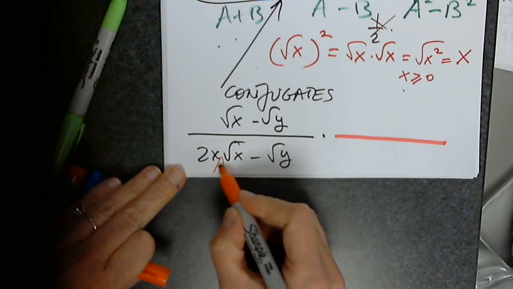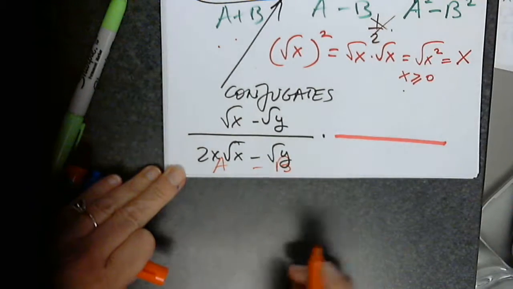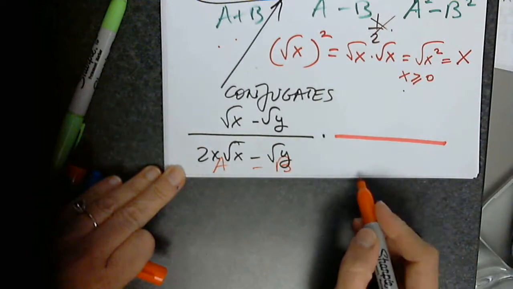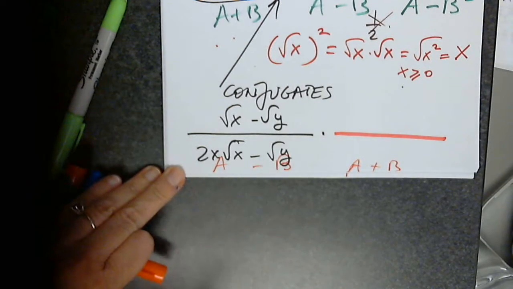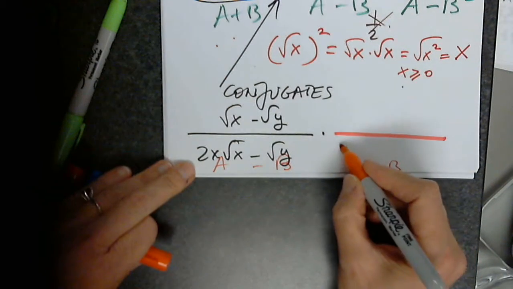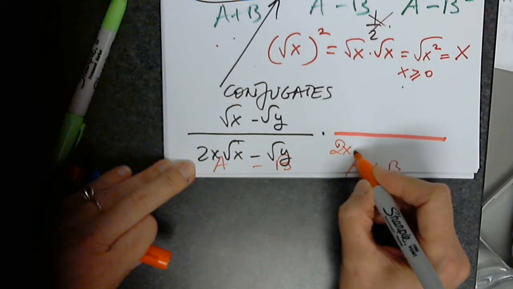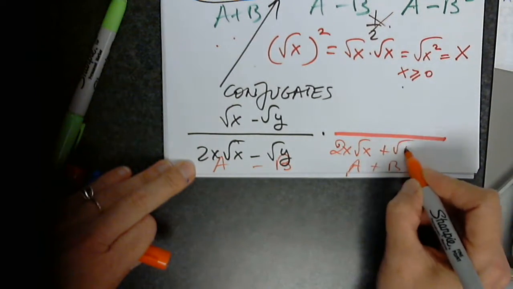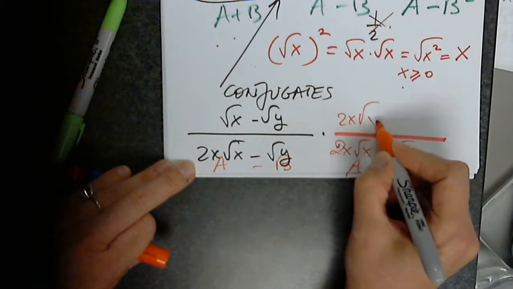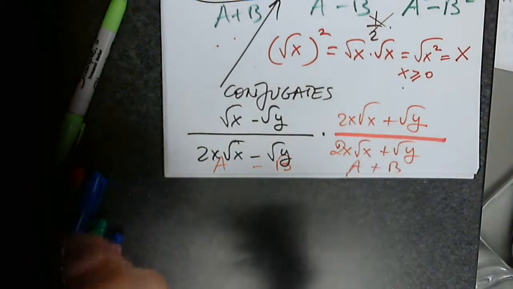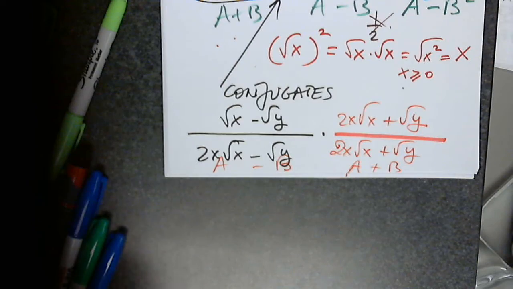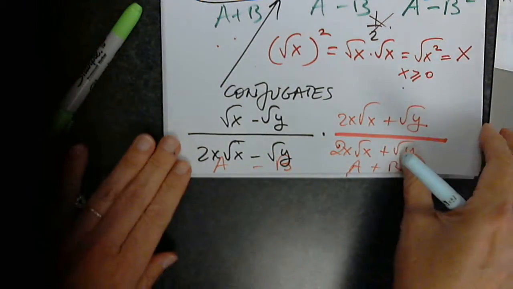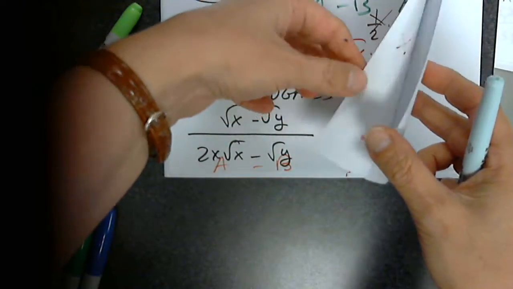Remember, this is a minus b. What do I need? Good, a plus b. What will that be? Exactly. 2x plus. Very good. And it has to be the same top and bottom, because this number has to be 1. This fraction has to be 1. Perfect.